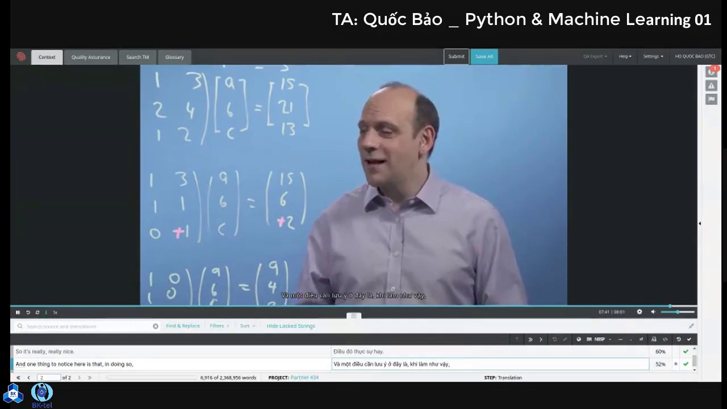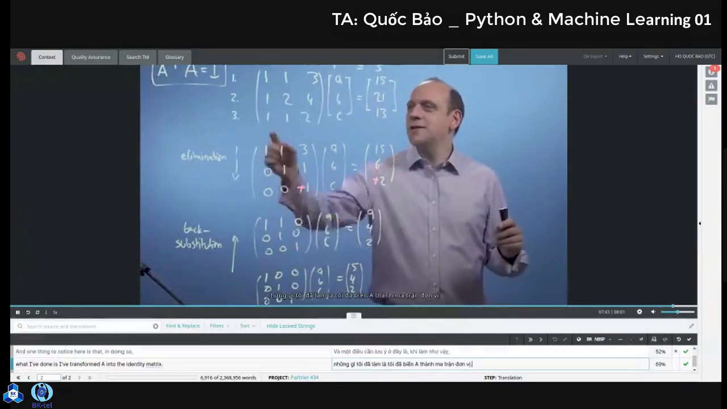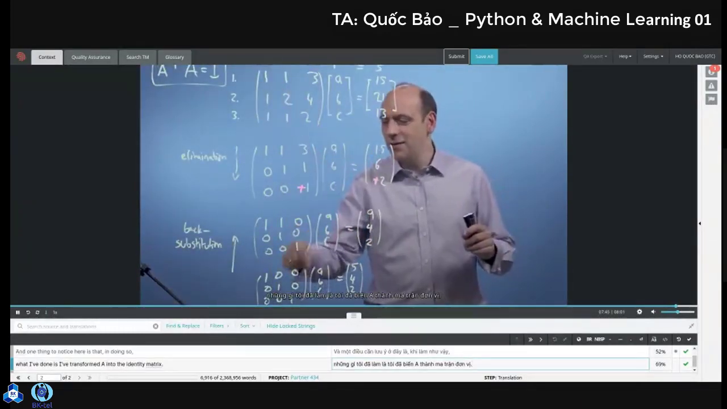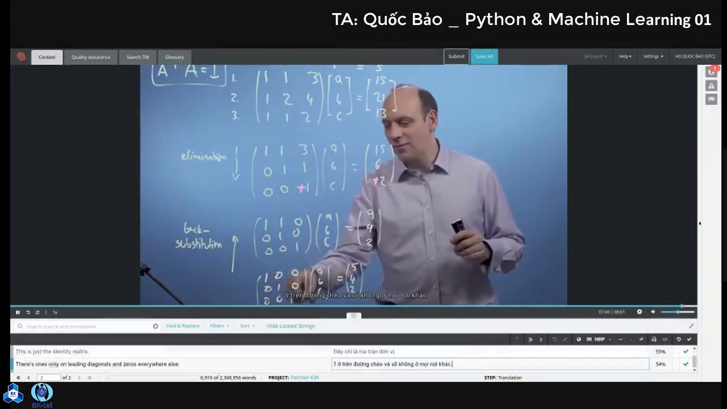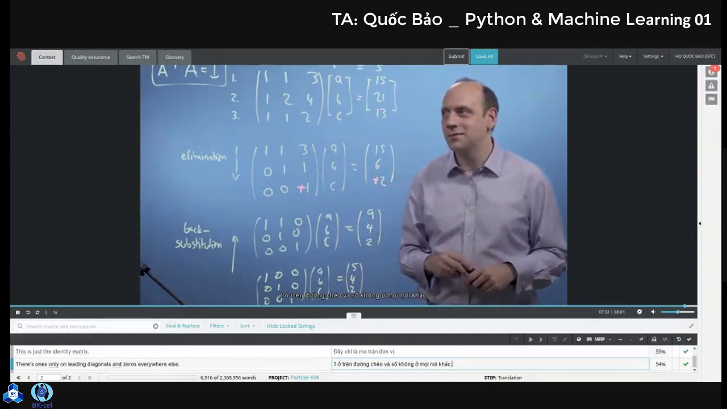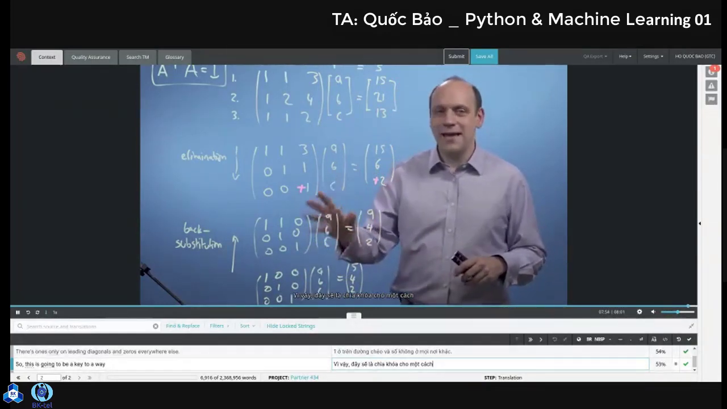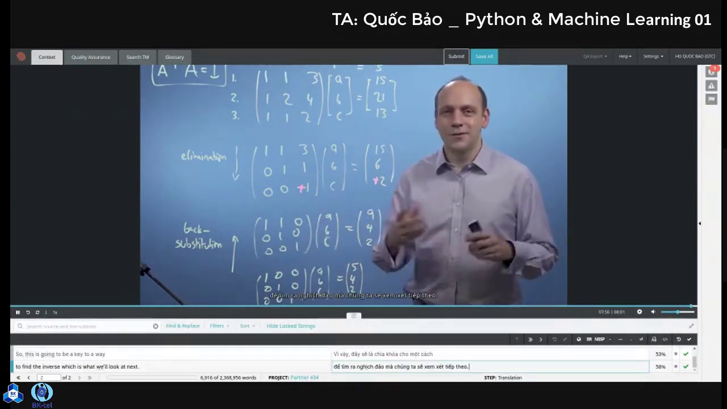And one thing to notice here is that in doing so, what I've done is I've transformed A into the identity matrix here. This is just the identity matrix. This one's on the leading diagonals and zeros everywhere else. So this is going to be a key to a way to find the inverse, which is what we'll look at next.